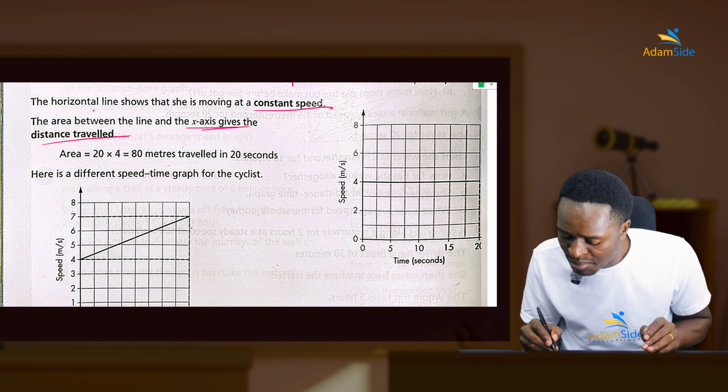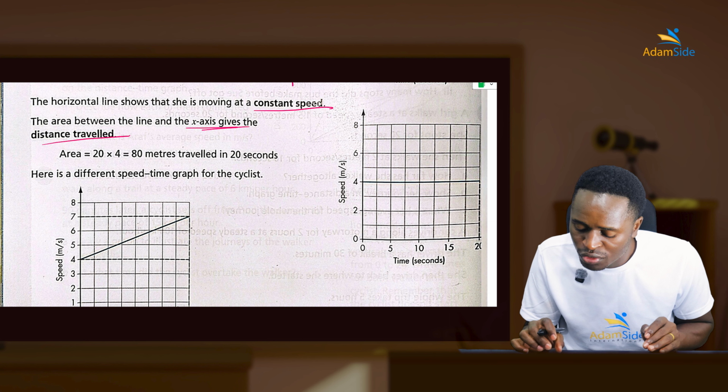So understand, by finding the area, you'll be able to find the distance covered by an object in motion. Correct. So why do we say that? Because this is speed and this one is time. The y-axis is speed and the x-axis is time. Therefore, when we have speed and time, we need distance. We know distance is speed times time.